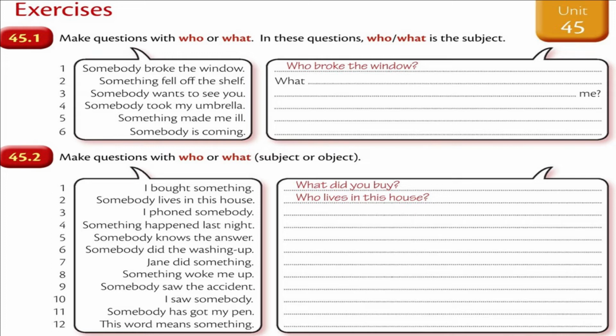Number 4. Somebody took my umbrella. Who took your umbrella? Number 5. Something made me ill. What made you ill? Number 6. Somebody is coming. Who is coming?